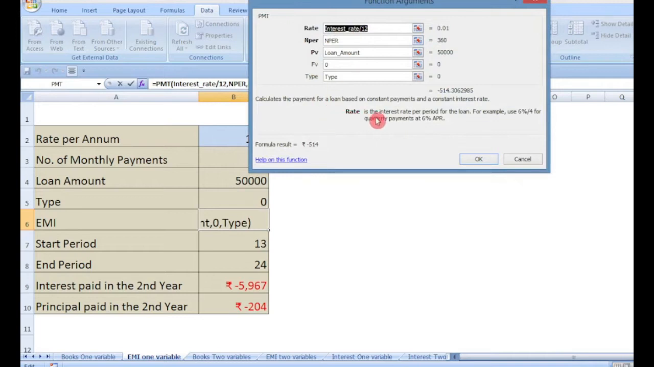Rate is the interest rate per period for a loan. NPER is the total number of payments for the loan. Loan amount is the total amount. FV is the future value or a cash balance. We generally take it as 0. And this is the type. If the payment is made at the beginning of the period, it is 1. If the payment is made at the end of the period, it is 0. So here I am specifying the type is equal to 0.